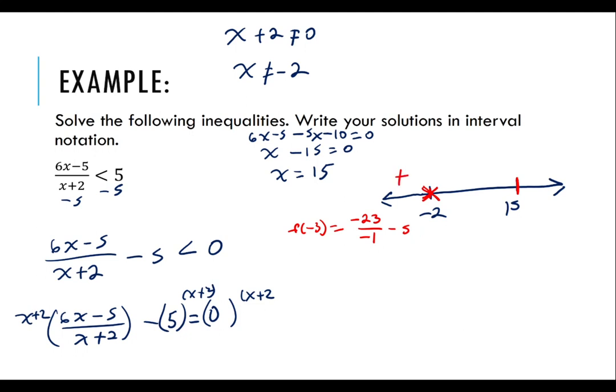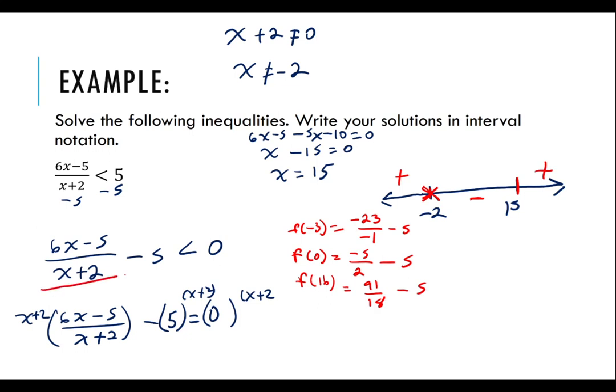Then let's pick a value between negative 2 and 15. How about 0? f of 0 is going to give me negative 5 divided by positive 2, minus 5. A negative number minus a number is still a negative number. Then I need to pick something to the right of 15. How about f of 16? 16 times 6 minus 5 is 91. 16 plus 2 is 18. Minus 5, that's positive 1/18. So that's above the x-axis.